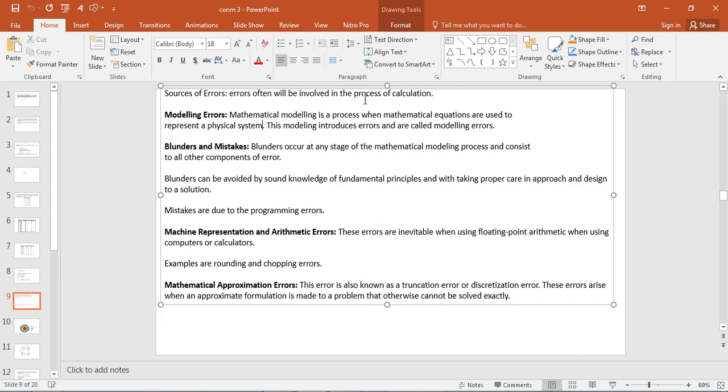Then there can also be a blunder. Mistakes can happen at every stage. You forgot to mention this particular decimal point. You forgot to mention the units.